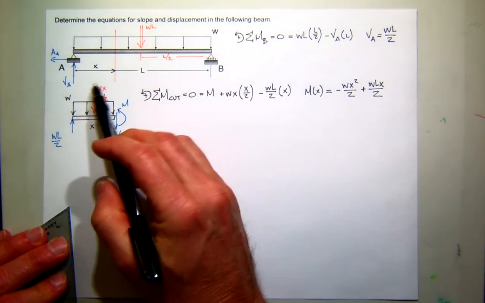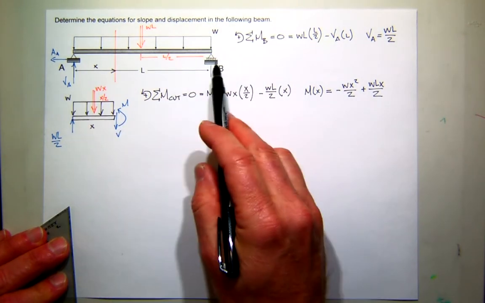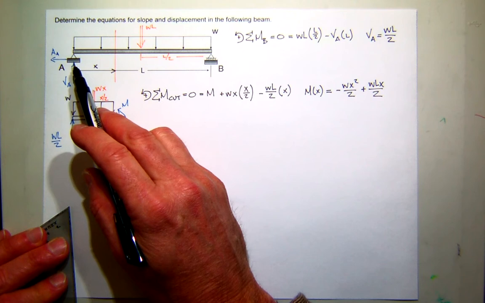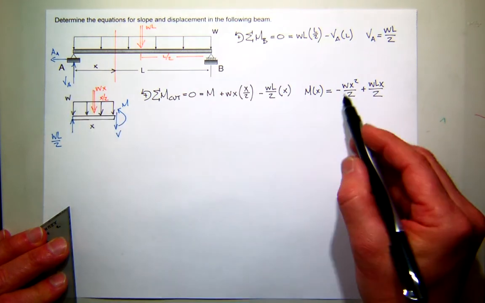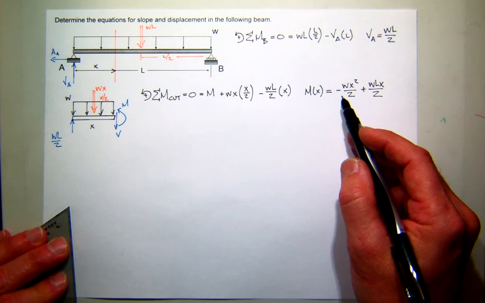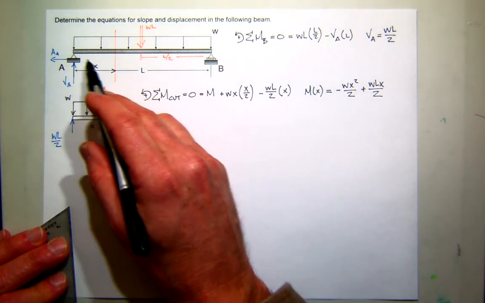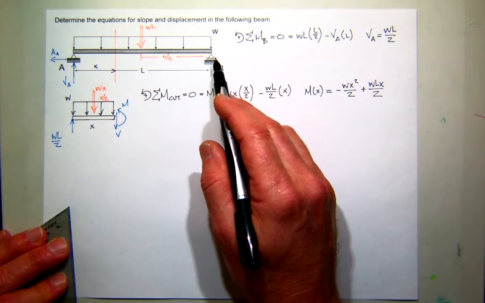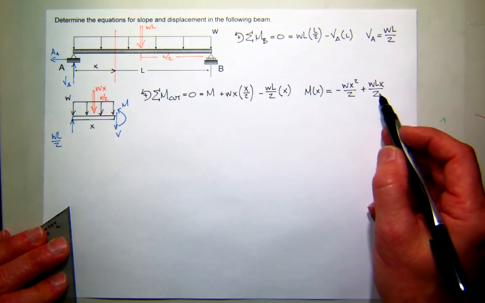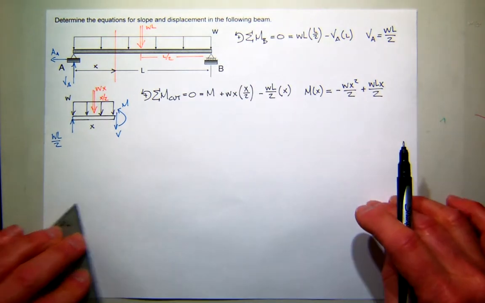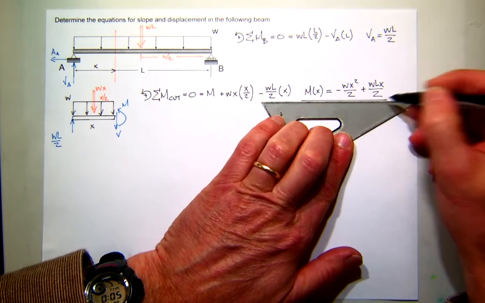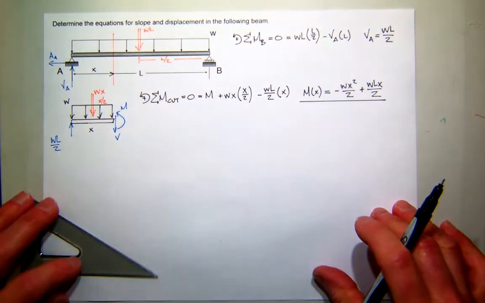Well, where do I know the moment in my real beam, my original beam? Well, at A is a pin. What's the moment at an external pin? 0. So does my equation tell me that? Well, when x is equal to 0, I get 0. Do I know it anywhere else? Over here at B, I know it, and that's at x equal L. If you put in x equal L here, you get 0. So it seems to work okay. So I'm not quite halfway through, but I've got my moment equation.